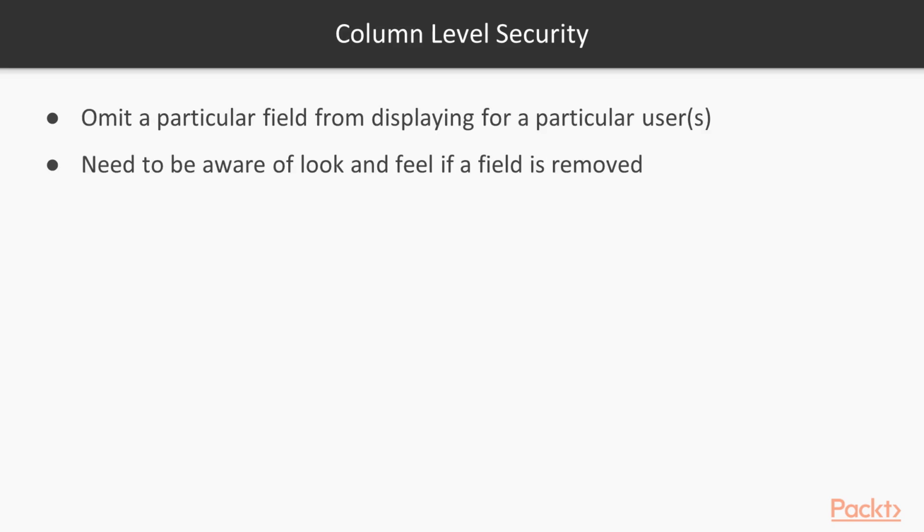Column level security. That allows you to omit a particular field from displaying for a particular user or set of users. So for instance, you might have a field called salary that you only want certain people to be able to see, and other people can see the dashboard but not the salary field. It's important to look at the design when you're looking at something like this. What will it look like if that field isn't in that report? If that report is only over that field, you might get an error message appearing, which could be confusing. So it's always worth checking the design at that level.